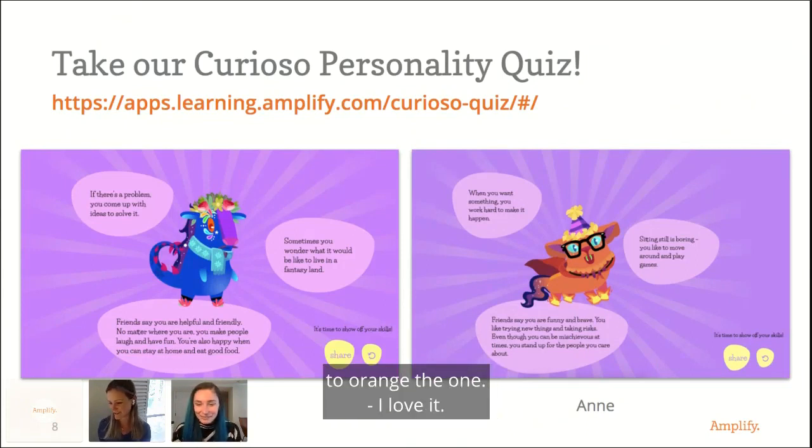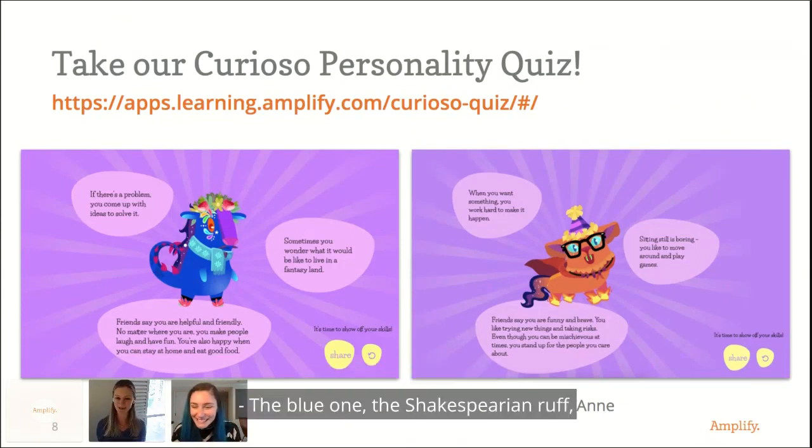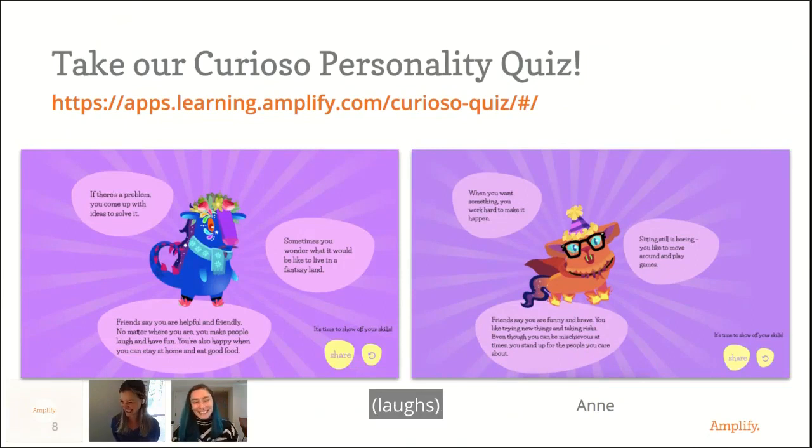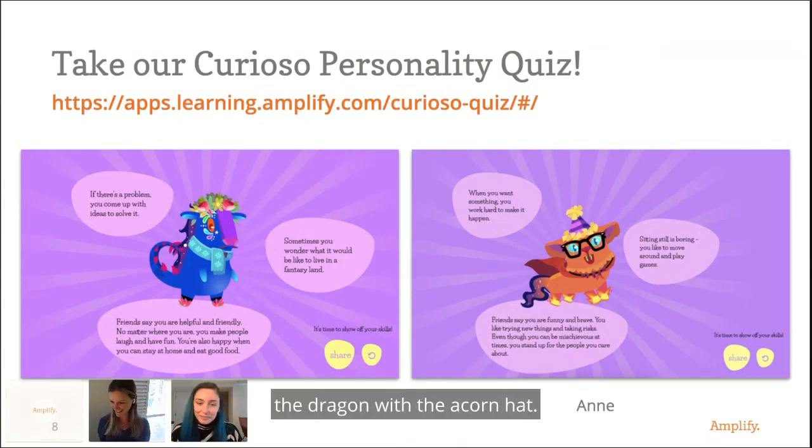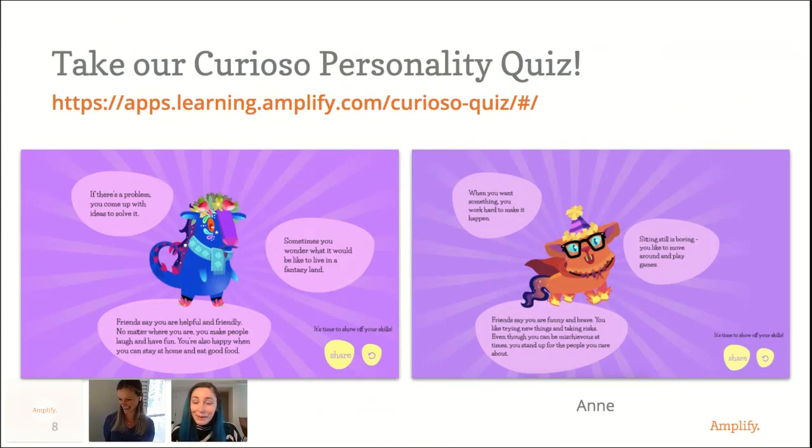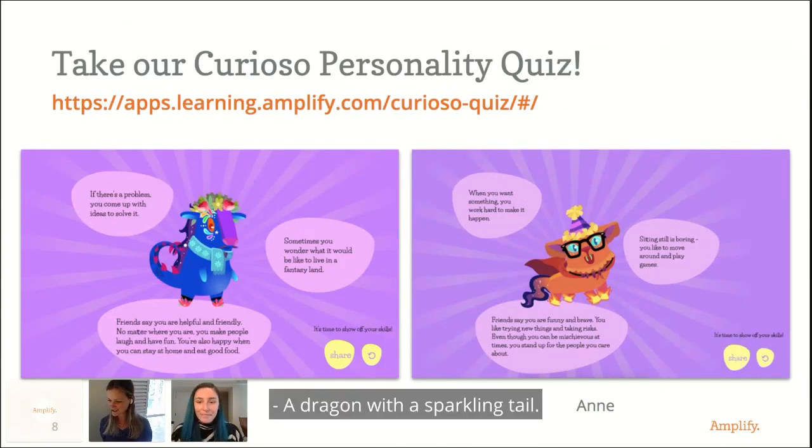I love the orange one, the blue one. The Shakespearean ruff. Oh, the dragon with the acorn hat. Oh my gosh, I love it. Very literary. I love that. A dragon with a sparkling tail.